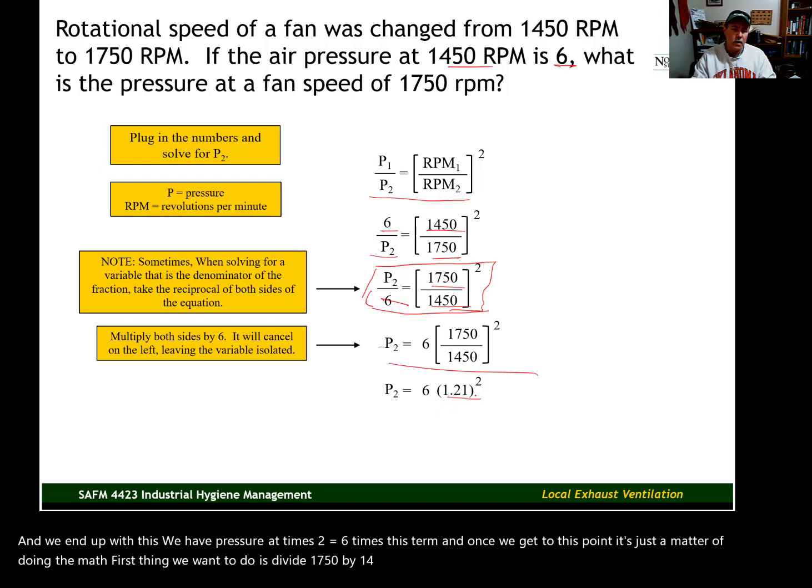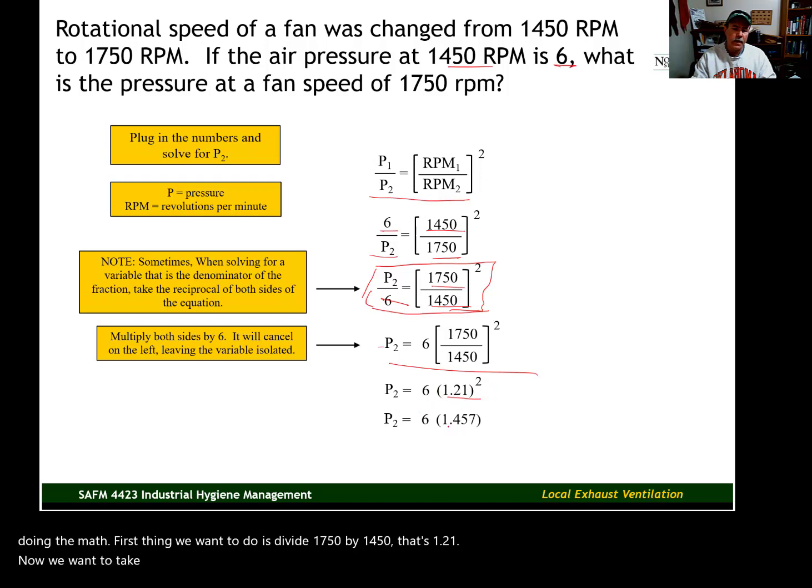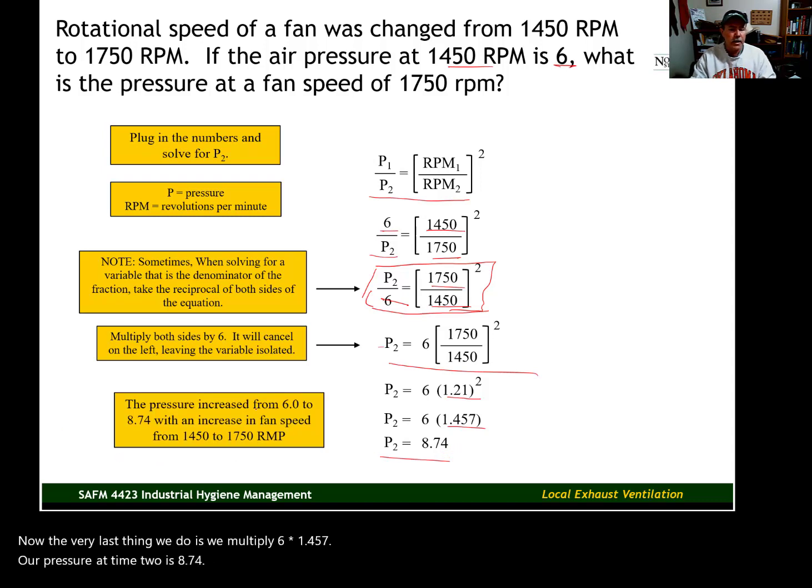That's 1.21. Now we want to take the square of 1.21. That gives us 1.457. Now the very last thing we do is we multiply 6 times 1.457. Our pressure at time 2 is 8.74. The pressure increased from 6 to 8.74 with an increase in the fan speed from 1450 to 1750 RPMs.